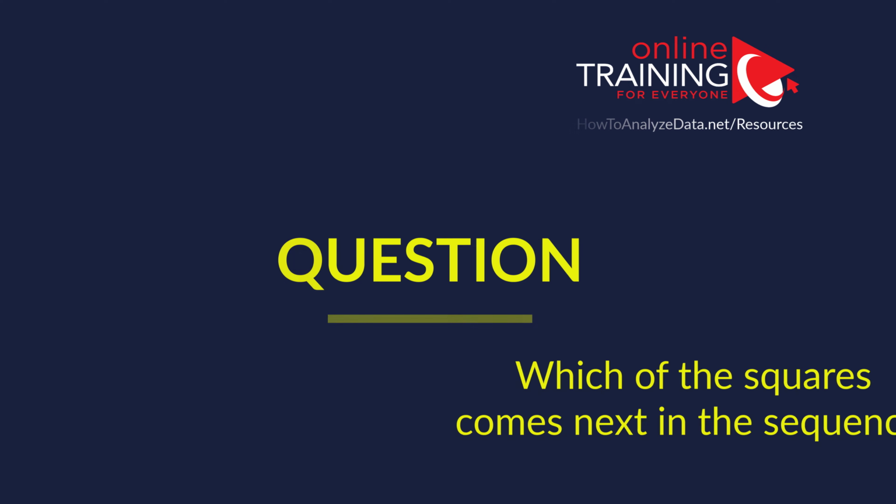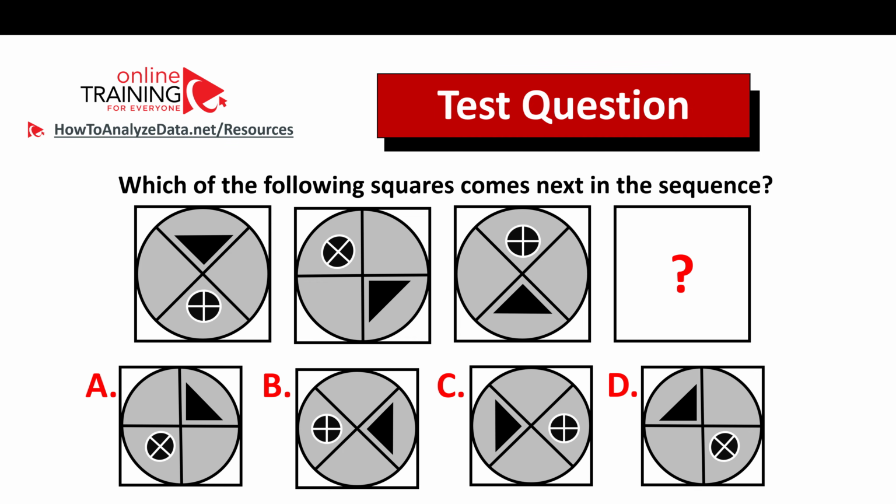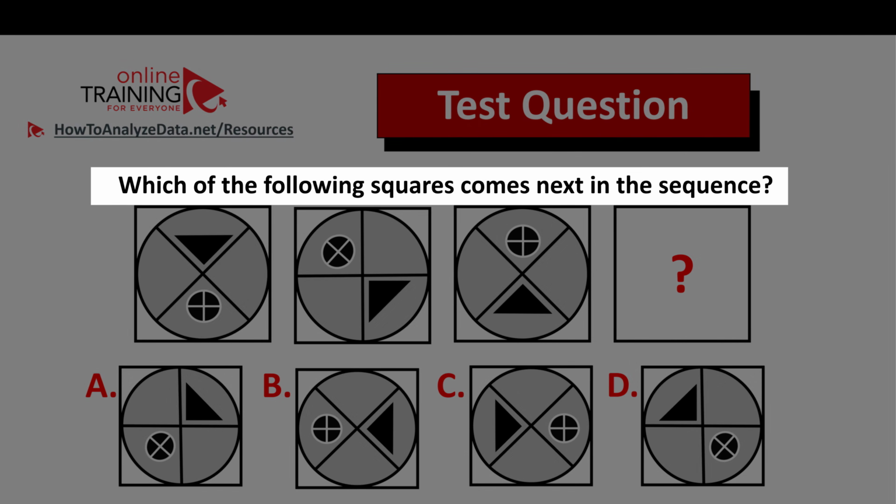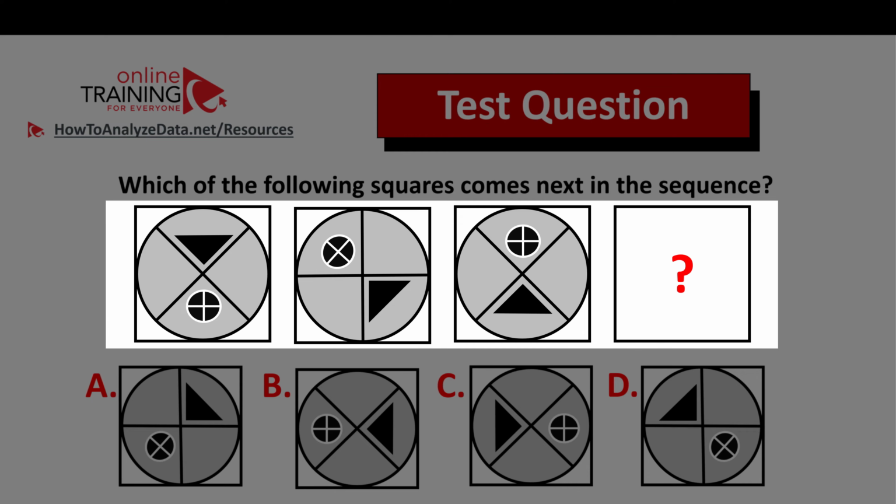Let's look at the very interesting question you might frequently see on the test. Which of the following squares comes next in the sequence? You're presented with 4 squares. Each square contains a circle inside, and the circle has 4 quarters.